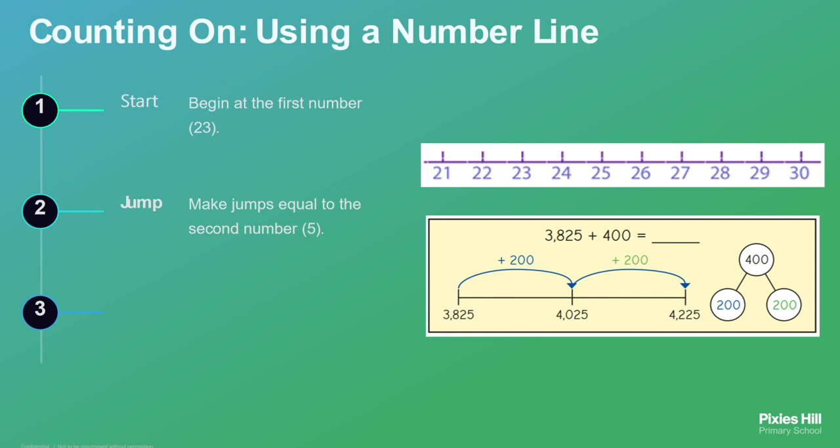This is a helpful strategy for larger numbers as well, as shown in the example. Rather than add the large value, such as 400, the child has partitioned the number into two sets of 200 and made 2 jumps up the number line from 3,825 to 4,025, and then again up to the total of 4,225.